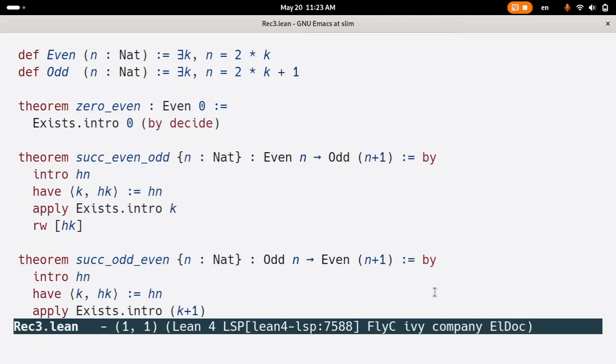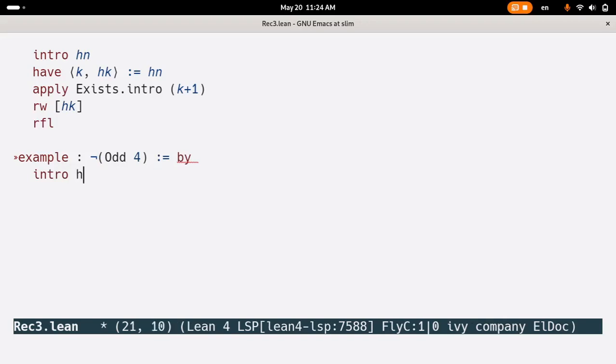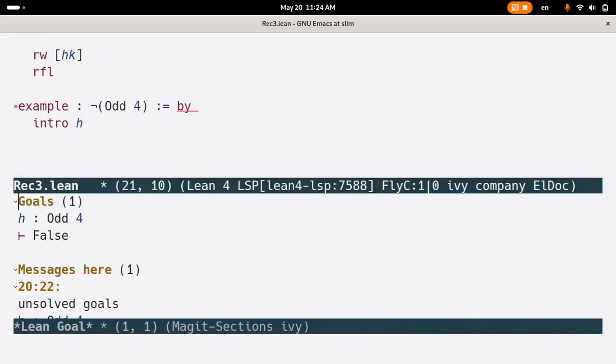I have copied some definitions from the previous lecture here for convenience. We will begin by proving the following example that 4 is not an odd number. We will use a proof of negation. Let us introduce the hypothesis that 4 is an odd number and let us call it H.